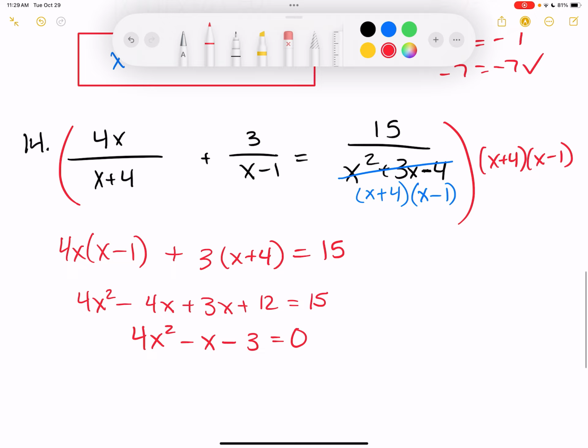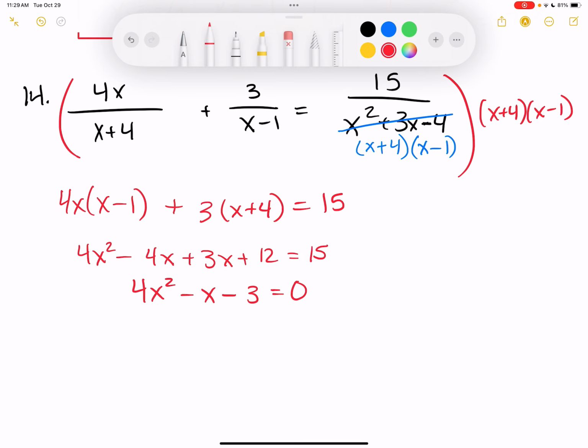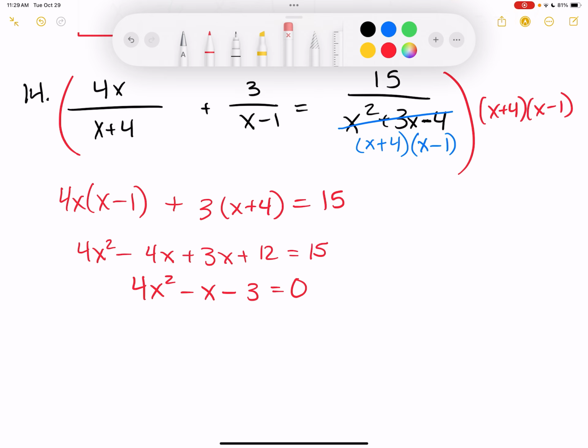And then I need to use the arch method to factor. So factors of negative 12 that give me negative 1. Negative 4 times 3. Well, that'll be plus. 4x squared minus 4x plus 3x. So that takes care of that middle term there. And then minus 3 equals 0.